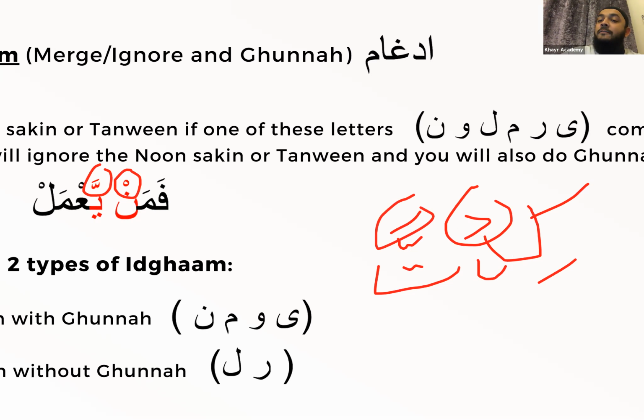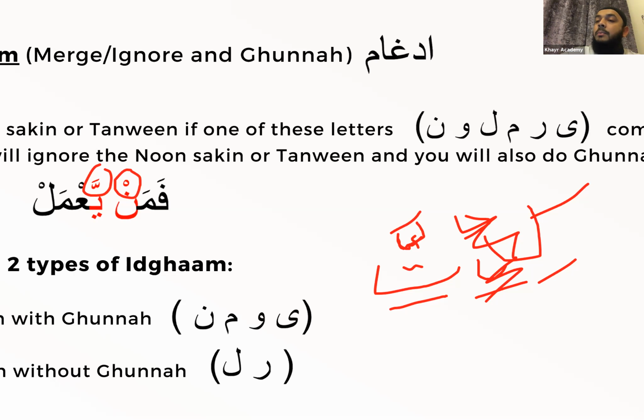Because the dal has a sukun and the ta has a shadda, we will just ignore the dal completely. And instead of saying kidta, we'll say kitta. I'm going to cover these silent letters in the last module anyway. Okay, but that's not idgham, because here I'm ignoring, but I'm not doing ghunna.